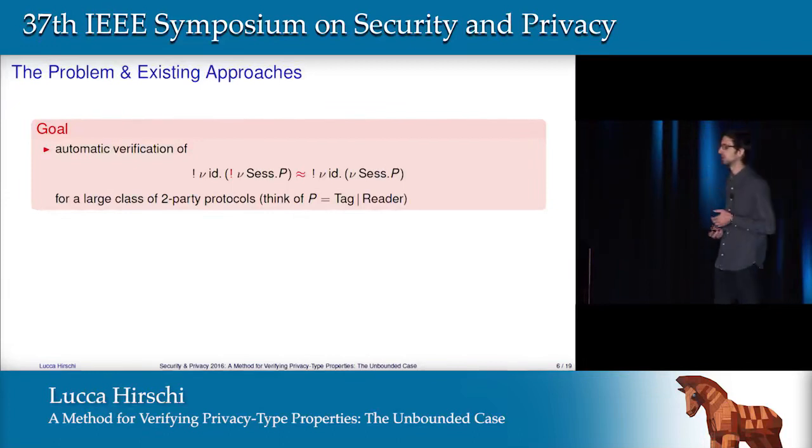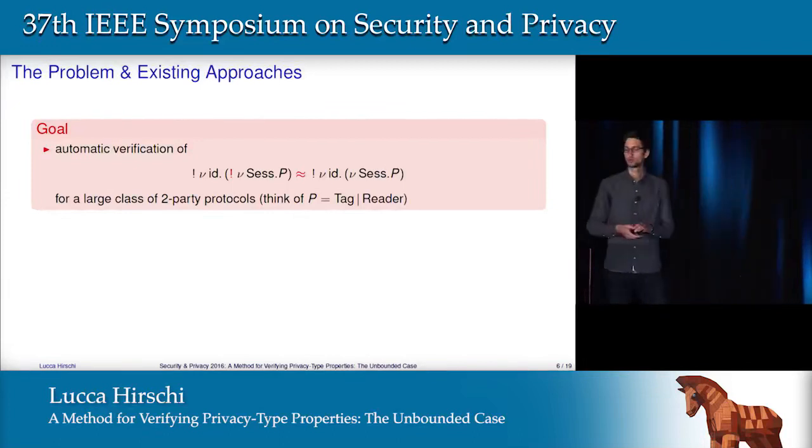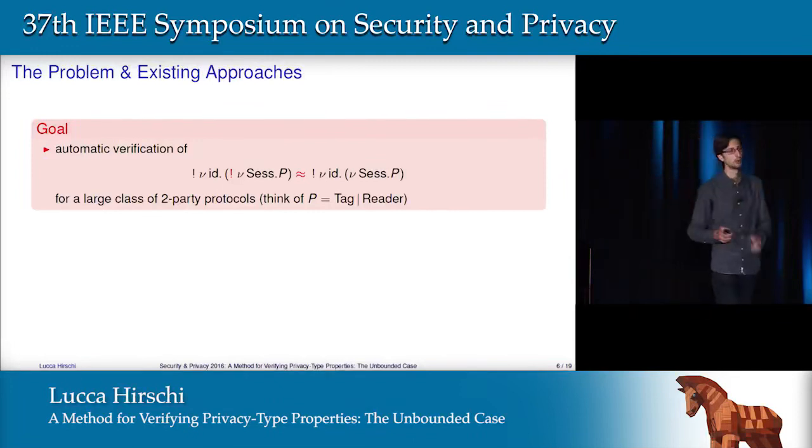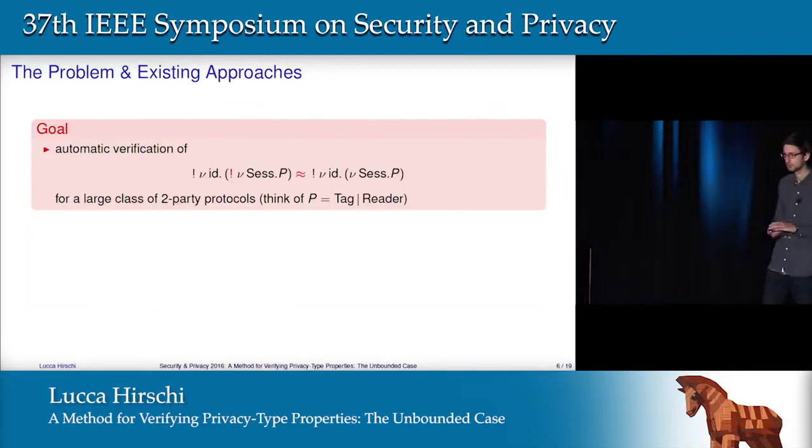So if we go back to the example of the e-passport, you can think of the protocol P to be checked as the parallel composition of the tag role, the e-passport, and the reader role, so two-party protocols.